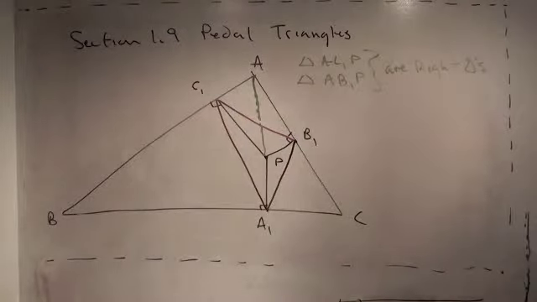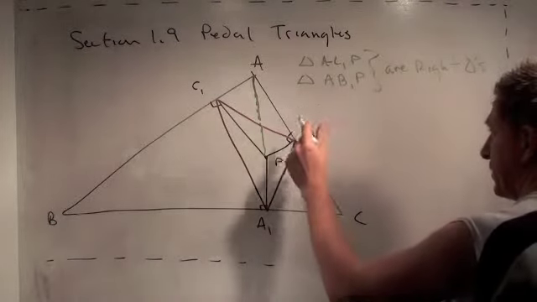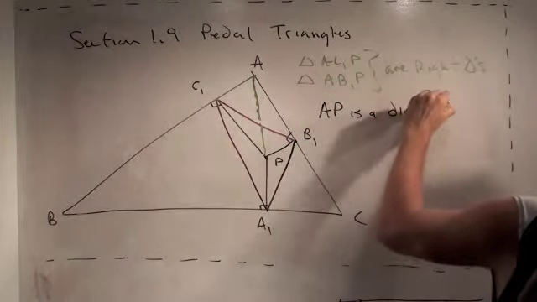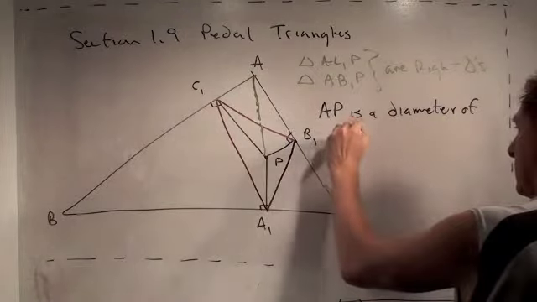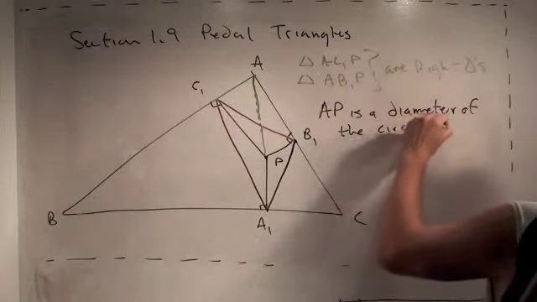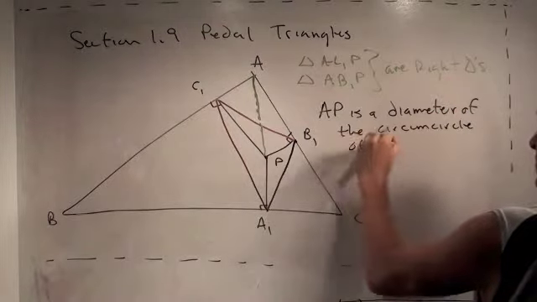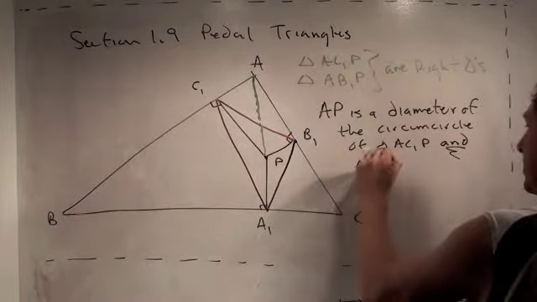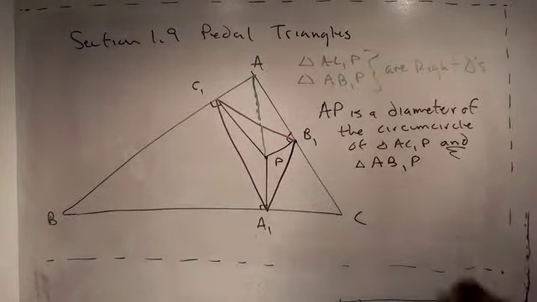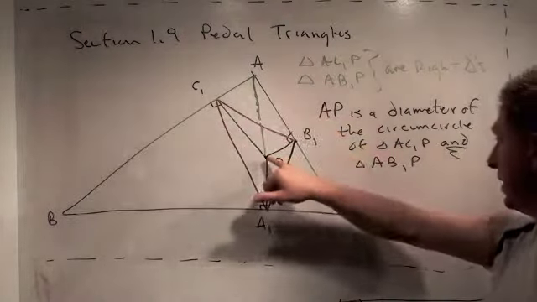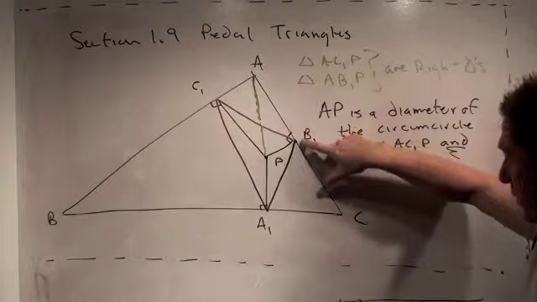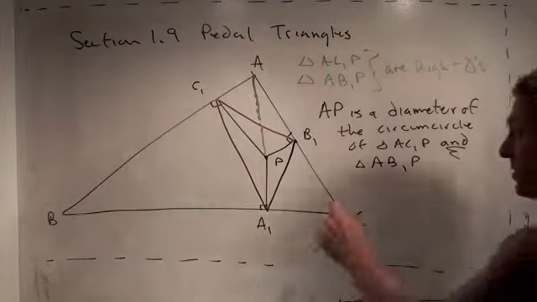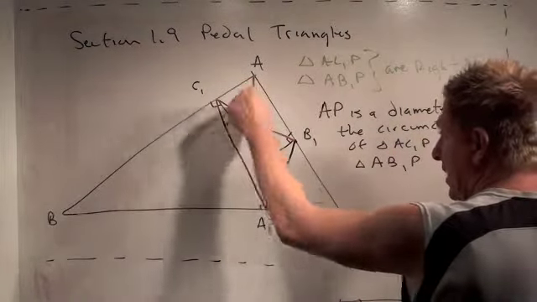And that means that AP is a diameter of the Circum Circle of triangle AC1P and triangle AB1P. And the reason that's the case is because we have a right angle at B1. So when I draw the Circum Circle, AP is a diameter. Also, exact same thing here, it's a right angle, so AP is a diameter.